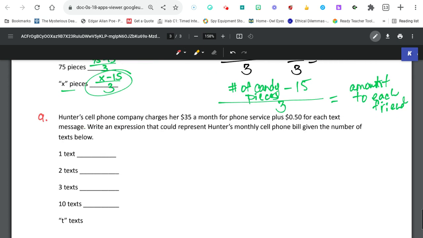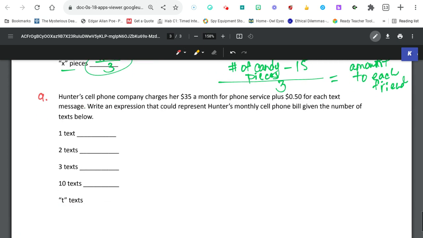All right, last one, let's look at 9. Hunter's cell phone company charges $35 a month for phone service, plus 50 cents for each text message. Now it's not really like that, it's unlimited text. Write an expression that could represent Hunter's monthly bill given the number of texts, okay? So what is he going to pay just off the top? Well, he's going to pay that $35 a month. Plus, he's going to pay 50 cents for each text, okay?